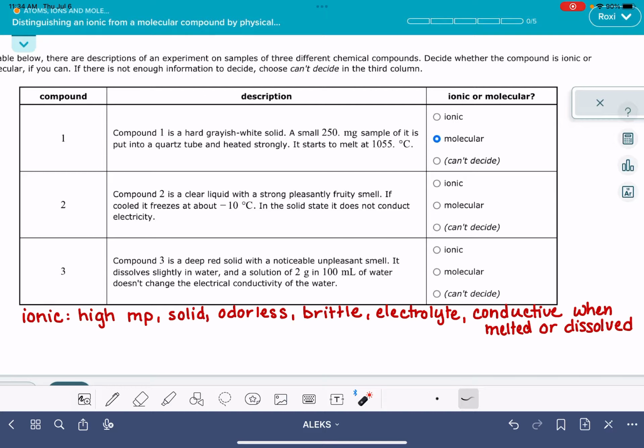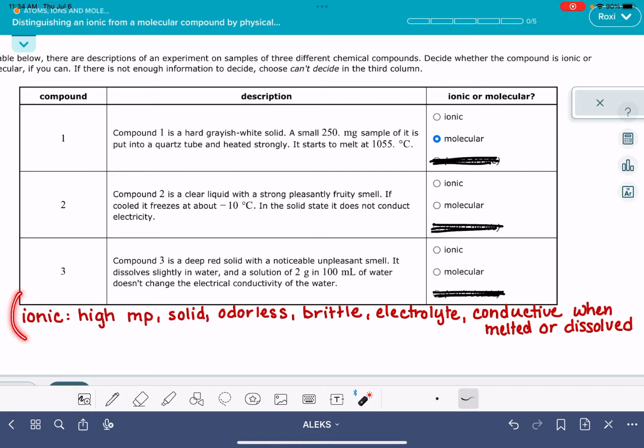I looked at a few versions of this problem, and for the versions that I looked at, none of the correct answers were "can't decide." In all of the problems I looked at, you were able to tell if it was ionic or molecular. That doesn't mean that "can't decide" is never the correct answer, but think really carefully before you choose that, because I don't think it's very likely.